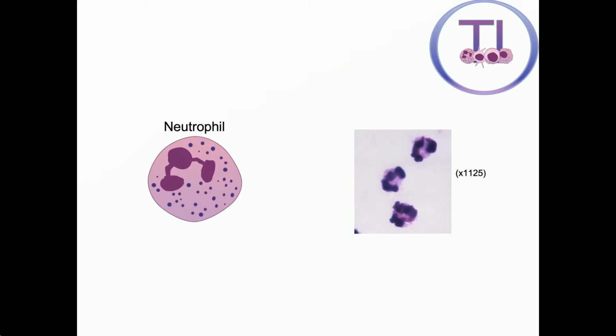The lighter purple that you can see here is the cytoplasm. This is the water that's inside the cellular membrane, and the dark purple is the cell nucleus. And the cell nucleus does not look like the traditional cell nucleus that we're used to seeing, and we're going to cover that now.